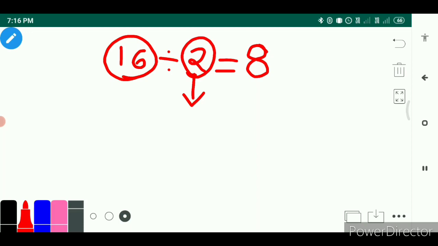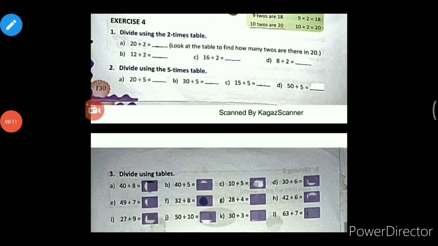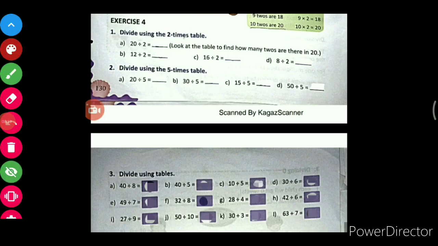So now let's see some questions that are given in your book, and I hope that you can do this very easily. Okay students, now open page 130, see exercise 4. See the first question, divide using the 2 times table. So we have to recall the 2 times table in order to divide the following. See the first one, 20 divided by 2.